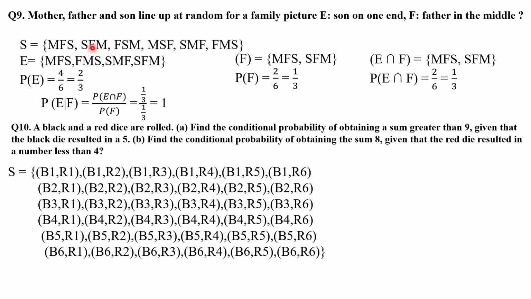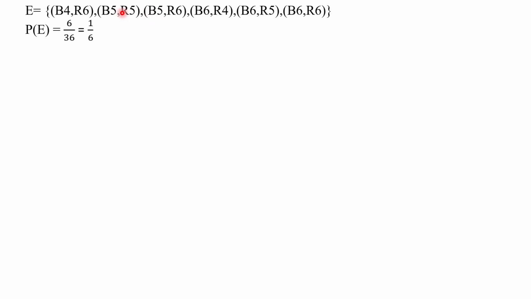Now we need to find out sum greater than 9. Okay. In first part, find the conditional probability of obtaining sum greater than 9. So we will find where sum is greater than 9. 6 and 4, 10. That is greater than 9. 6 and 5, 11. That is also greater than 9. 6 and 6, 5 and 5, and 5 and 6. We will not take 5 and 4 because sum needs to be greater than 9. So this is the E: 10, 5 and 5, 10, 5 and 6, 11, 10, 11, and 12. So probability is 6 upon 36.